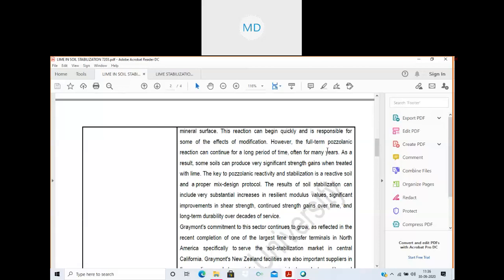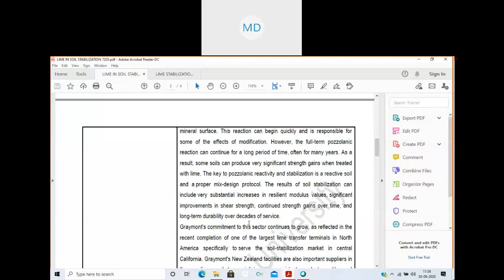However, the full term pozzolanic reaction can take a longer period. The key to pozzolanic reactivity and stabilization is a reactive soil and proper mix design protocol. The result of soil stabilization can include very substantial increases in resilient modulus values, significant improvement in shear strength, continued strength gain over time, and long-term durability over decades of service.